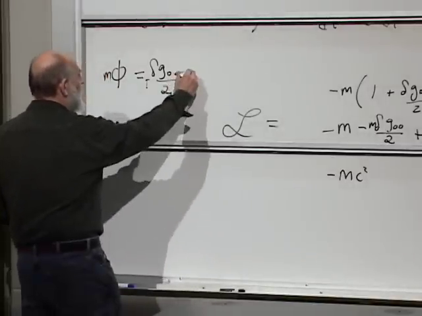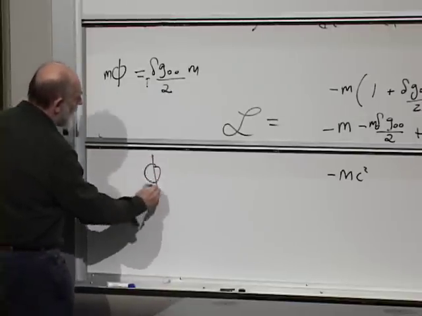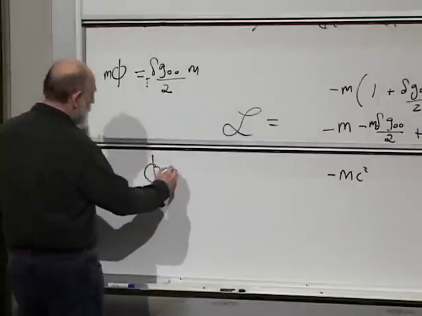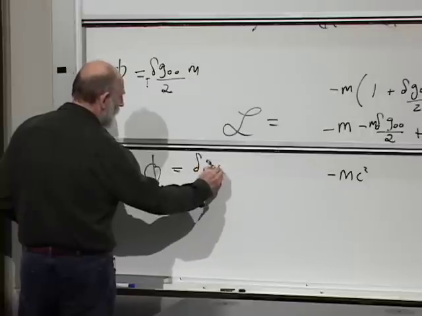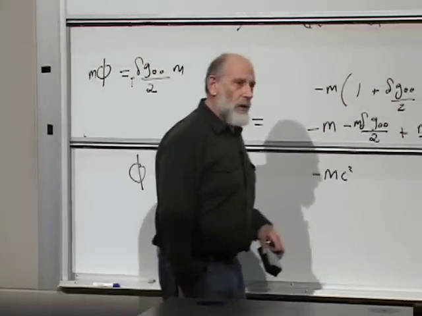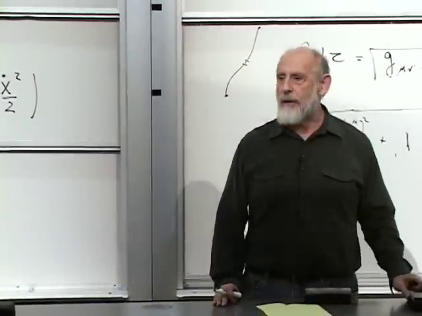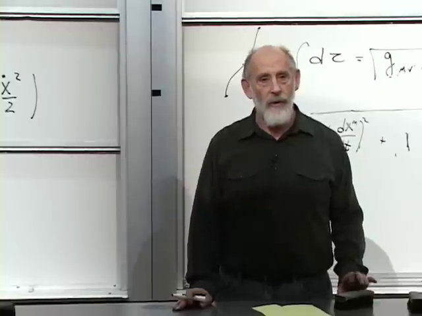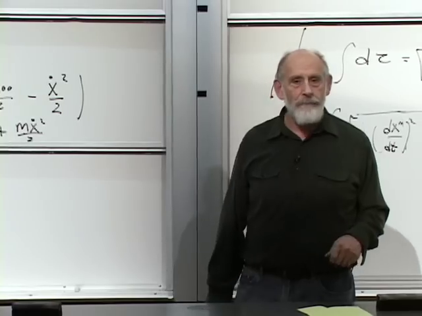M, with an M. So what do we find? We find the equation that says that the gravitational potential is just equal to delta G naught naught over 2. Now, why delta G naught naught? Do you remember earlier we identified G naught naught over 2 with phi? Do you remember that equation? Yeah. Right. Why do I write delta G naught naught?